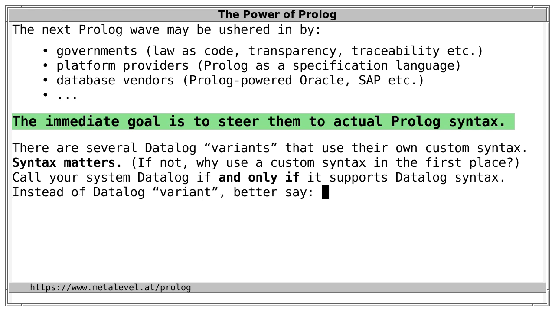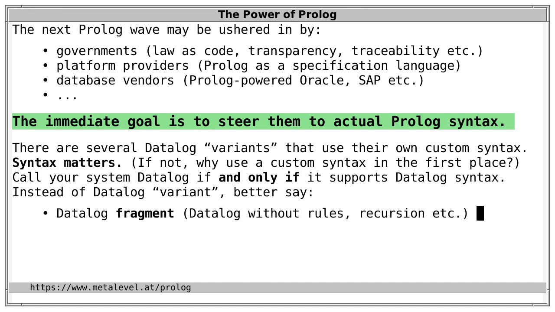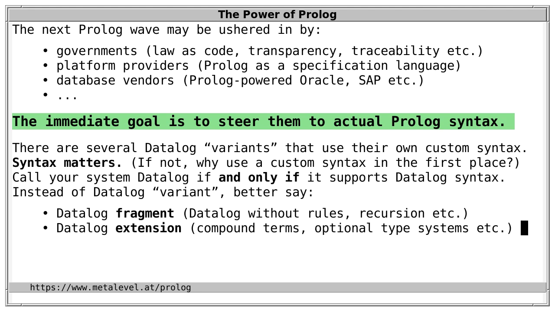And for clarity, it's best to avoid calling any system a variant of Datalog, because you're either using Datalog syntax or not. But it's true that there are fragments of Datalog, such as Datalog without rules, only facts, or Datalog without recursion and so on, and extensions of Datalog, such as Datalog with compound terms, or with optional type systems and so on. So such a terminology is of course valid. You can say you implement a fragment of Datalog or an extension of Datalog.